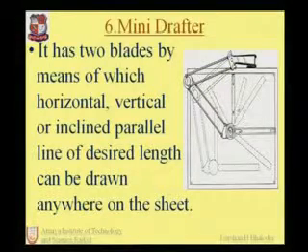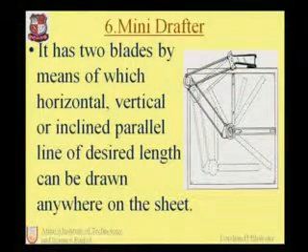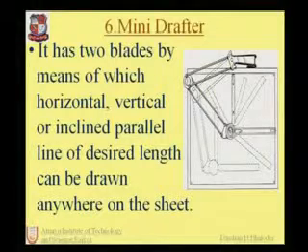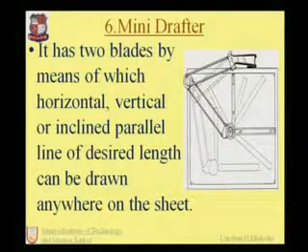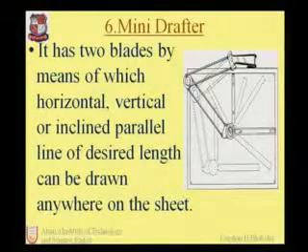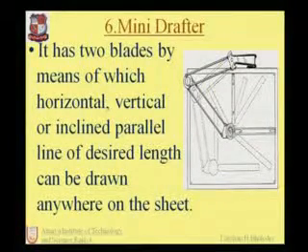Likewise, the scales are perpendicular to each other, by which we can take any angle. Any angle means from 0 degrees to 360 degrees, or 90 degrees, at any corner of the sheet. And then it has two blades, horizontal and vertical, so that we can draw any inclined lines on the sheet.